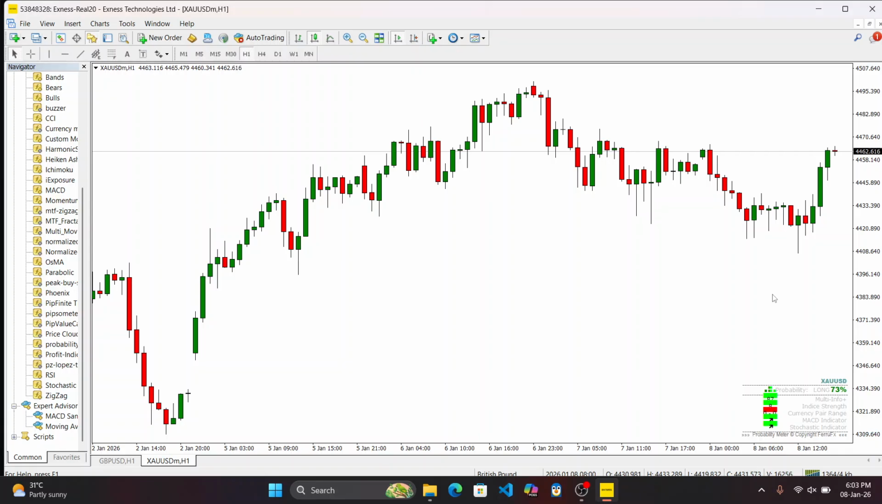You can download the probability meter indicator for MT4 using the link in the description below. This overview from the Forex Geek is focused on how its global percentage output summarizes multiple indicators and timeframes into a single trend probability view.